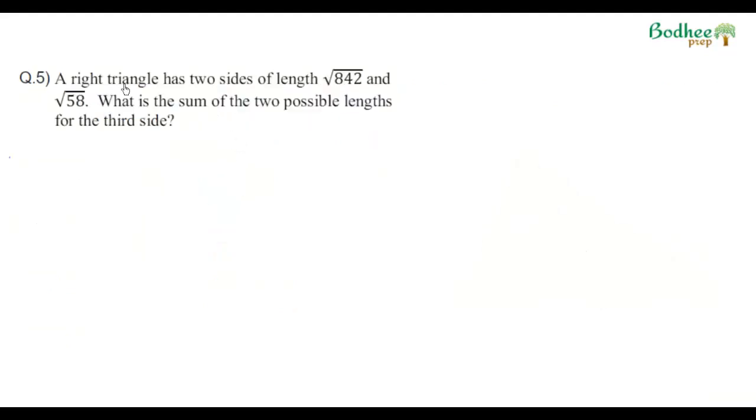Here it says that a right triangle has two sides, this and this, and we need to find the sum of the two possible lengths of the third side. Now clearly if the sides are like this, there will be a 90-degree angle. Now these two sides could be either this or this, or it could be that one of these two sides and the other, the second one, is the hypotenuse. So let's take both the possibilities. Clearly this is higher than this.